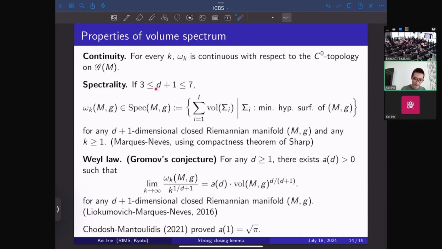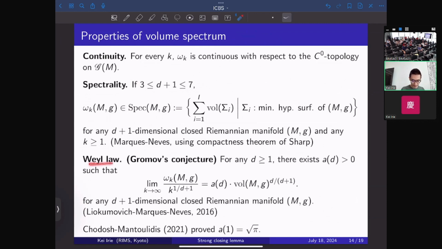That means that when d plus 1 is between 3 and 7, for any d plus 1 dimensional closed Riemannian manifold (M, g) and any positive integer k, omega_k of (M, g) is an element of spec(M, g), which consists of finite sums of volumes of minimal hypersurfaces. This was proven by Marques-Neves using a compactness theorem by Ben Sharp.